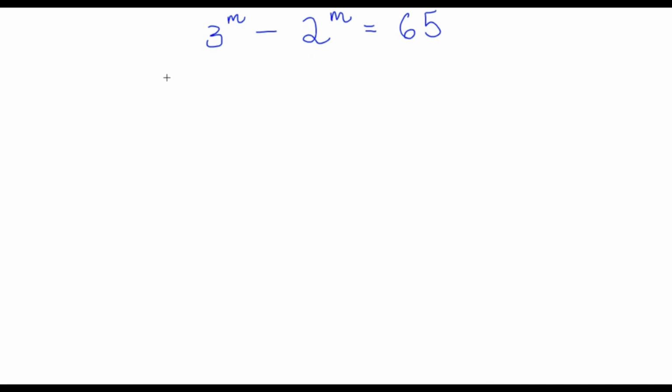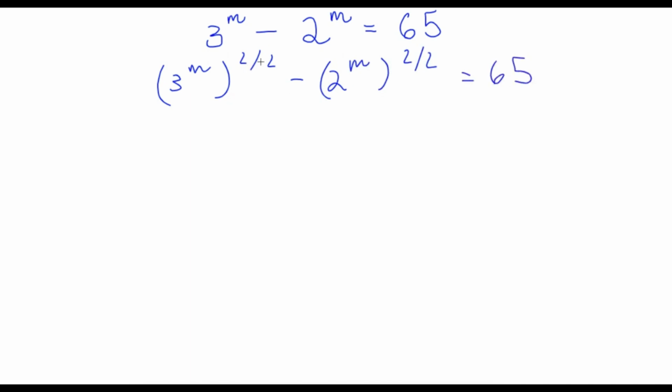Now what I'm first going to do is I'm going to take the power of 2 over 2 on the left-hand side here. So now I have 3 to the power of m to the power of 2 over 2 minus 2 to the power of m to the power of 2 over 2. This is equal to 65. Now 2 over 2, this is the same thing as 1. So we're basically saying 3 to the power of m to the power of 1, which is the same thing as 3 to the power of m. So we didn't make any major changes here.